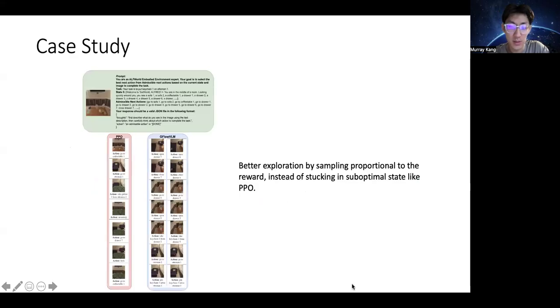Okay, here's a case study. We compare with PPO. We can see the PPO kind of gets stuck on an action or trajectory because it lacks diversity and exploration. And our method, because we sample proportional to reward rather than maximum reward, has better exploration. So we don't get stuck in a suboptimal state like PPO. Here's an example.